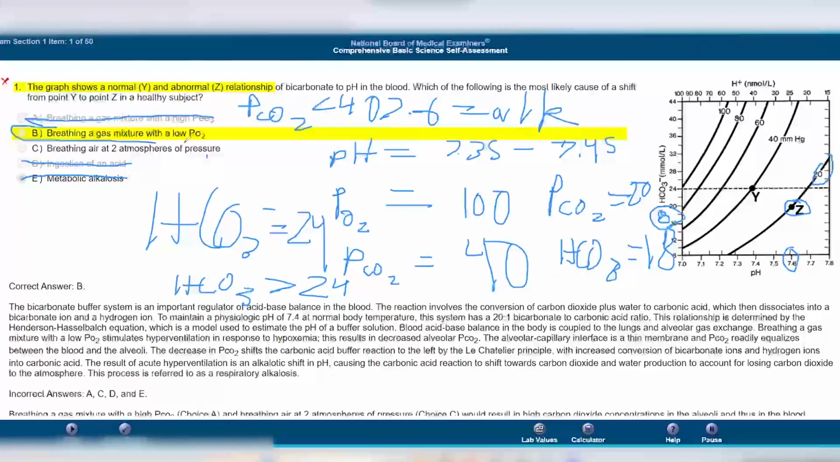So that's why B is correct. But you get kind of the tree of logic that we went through, right? Start with the pH, figure out if you're overall acidotic or alkalotic, right? Then after that, you have to ask yourself, is it a primary metabolic issue or primary respiratory issue, right? And then from there, understand what is compensating what.